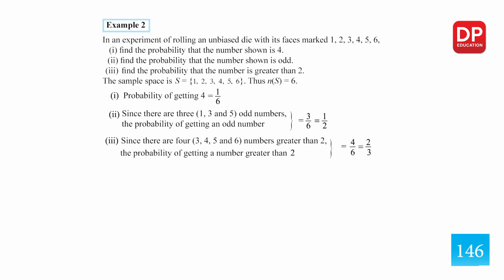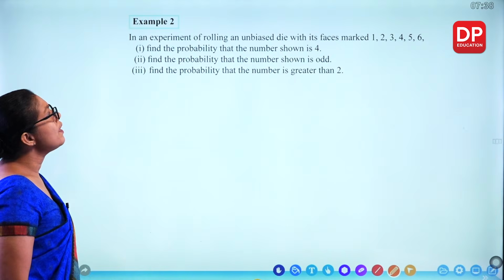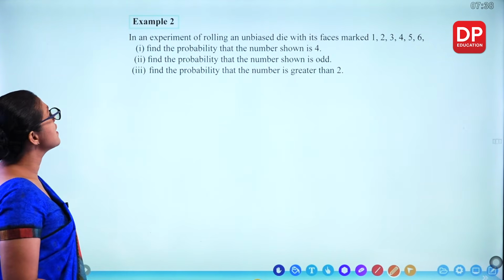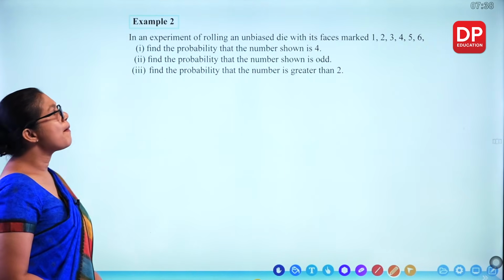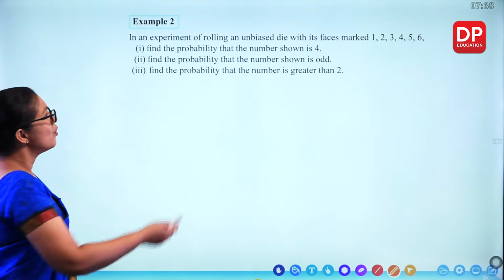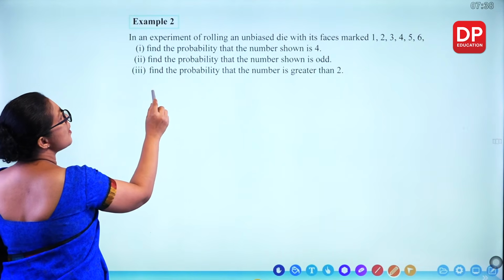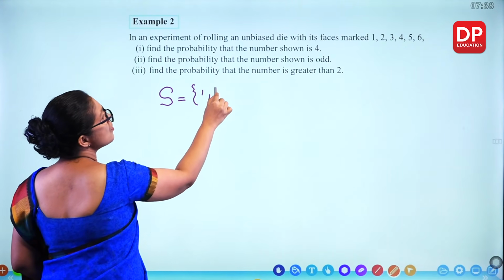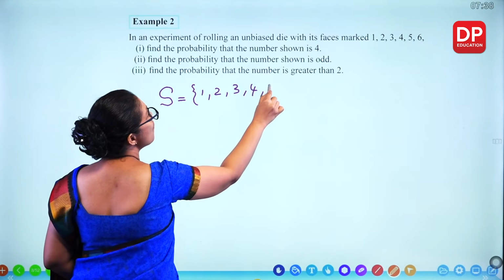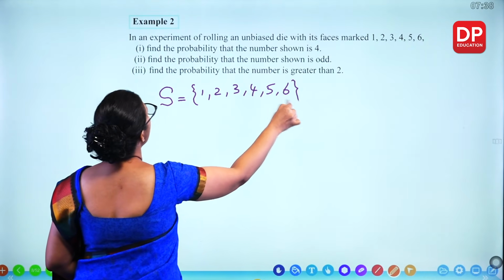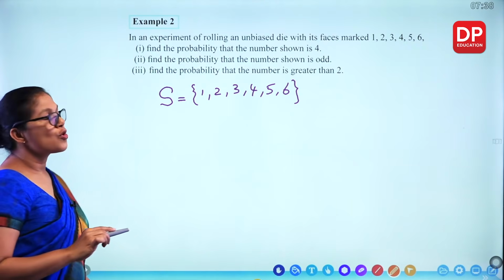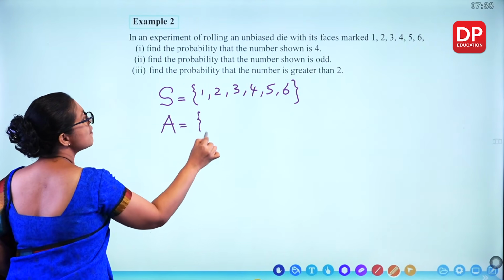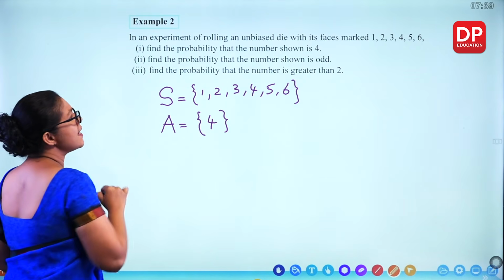Example 2. In an experiment of rolling an unbiased die with its faces marked 1 to 6, find the probability that the number shown is 4. So when you take this one, unbiased die, the sample space is 1, 2, 3, 4, 5, 6. Find the probability that the number shown is 4. Now we'll take the event of only getting 4. That's a simple event.